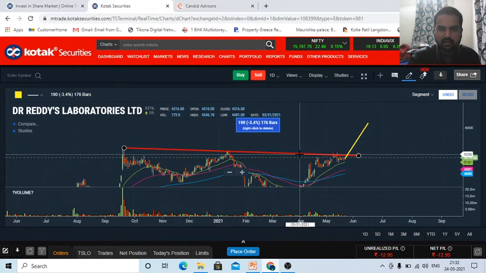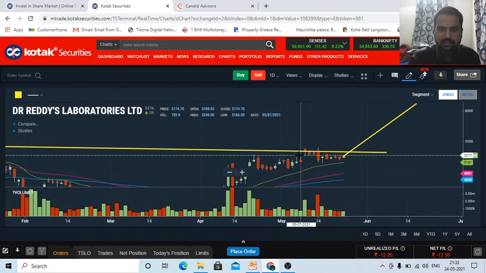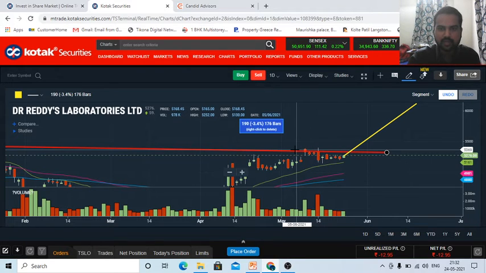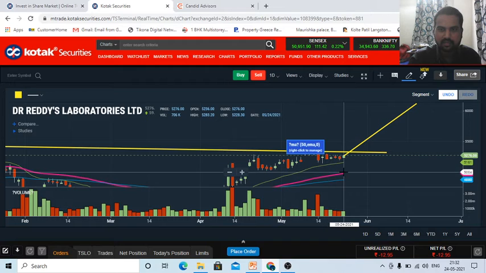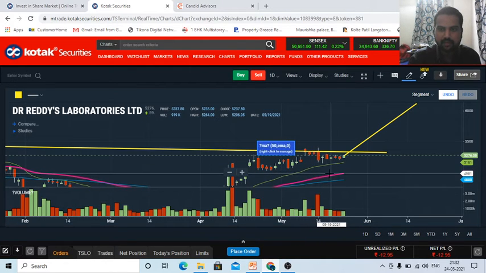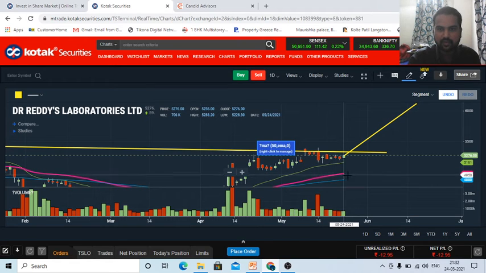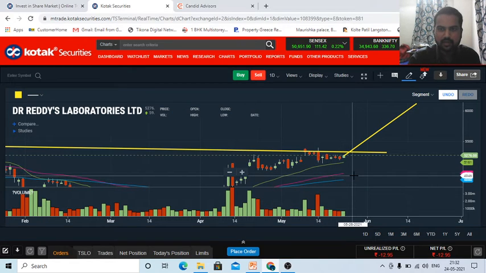So this is a very high probability pattern that is visible on the charts of Dr. Reddy's. And if we buy before the breakout, our risk reward ratio will also be favorable. So what is my strategy in this stock? I will buy a few shares at the current market price of 5276. Then I will add more in the range of 4950, which is the area between the 50 and 100-day moving average.